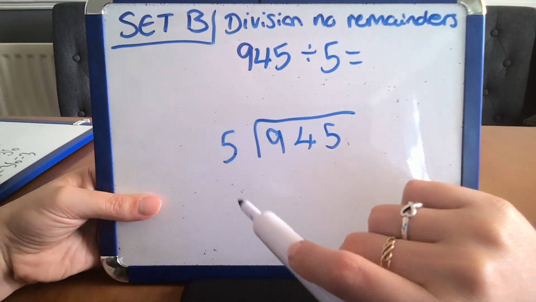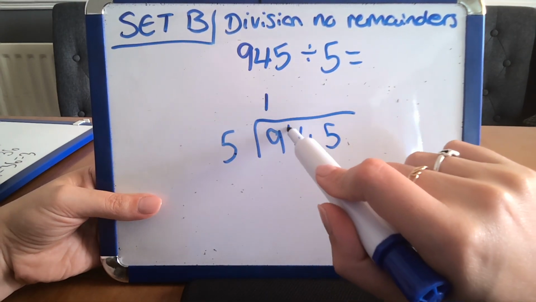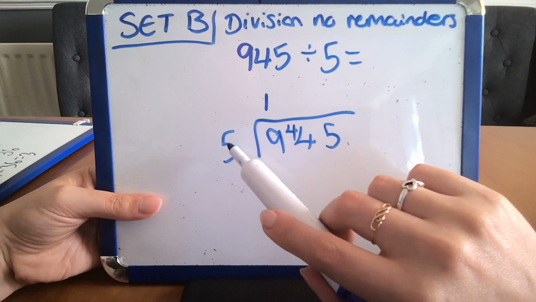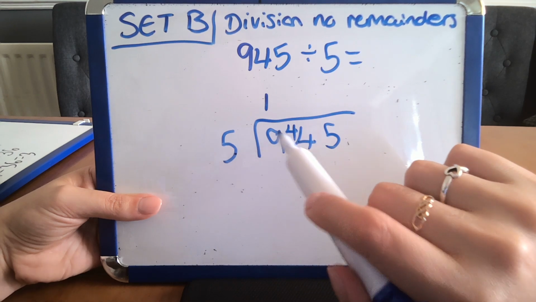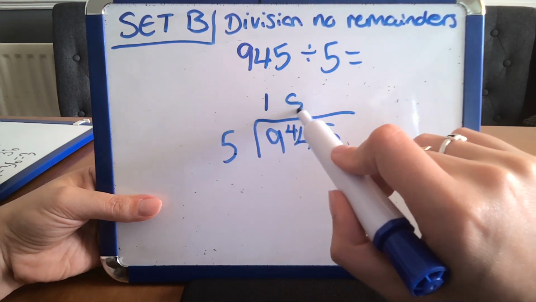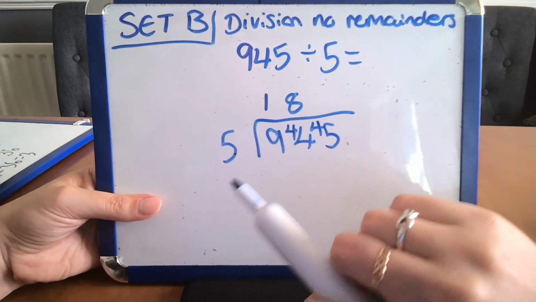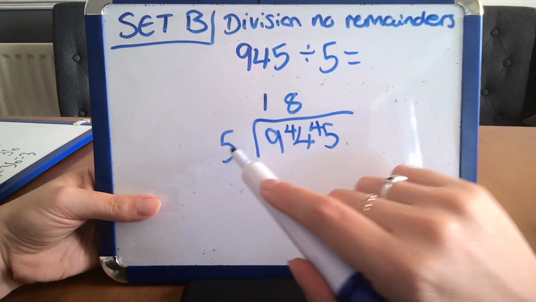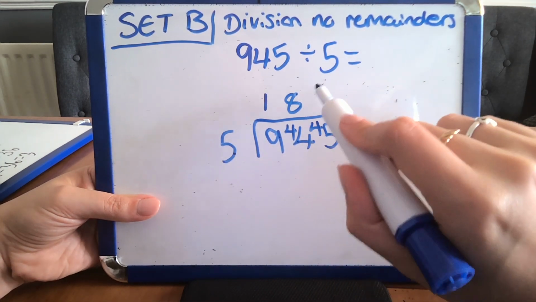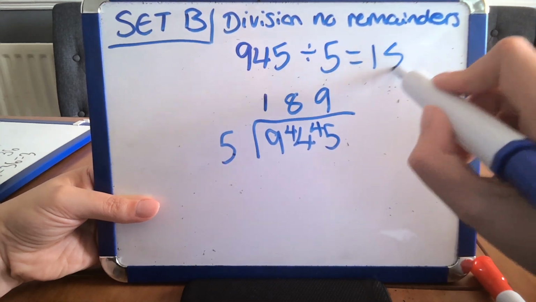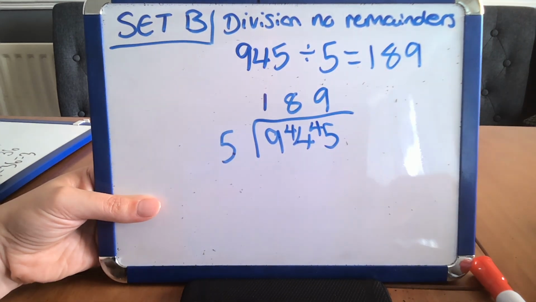How many 5s go into 9? 1 remainder 4. How many 5s go into 44? 8 with 4 left over. How many 5s go into 45? 9. So our answer is 189.